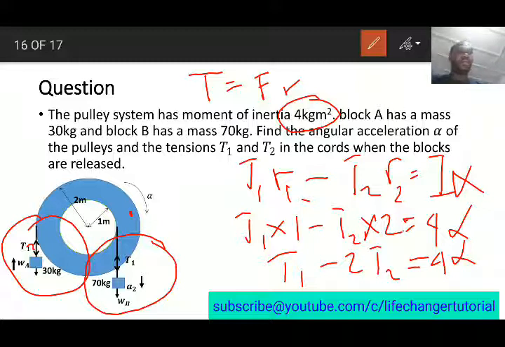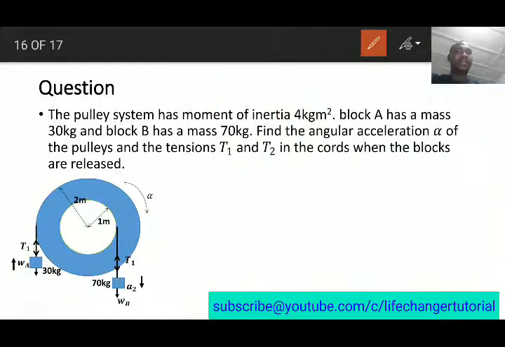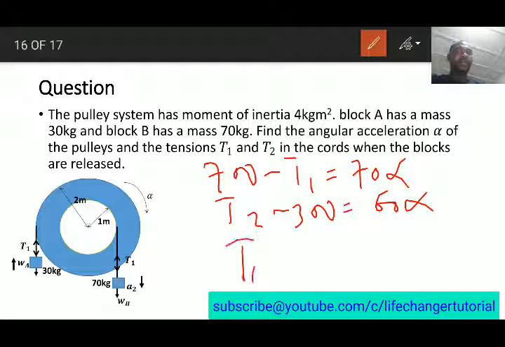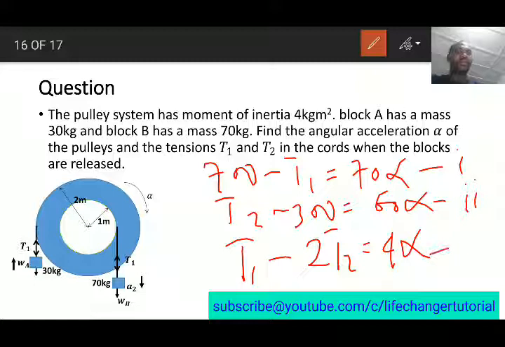Call that equation 3. So we have 3 equations now. Writing down the 3 equations: I wrote down 700 minus T1 equal to 70 alpha. That's the first equation. The second equation is T2 minus 300 is equal to 60 alpha. The third equation is T1 minus 2T2 is equal to 4 alpha. So I can call this equation 1, equation 2, and equation 3.